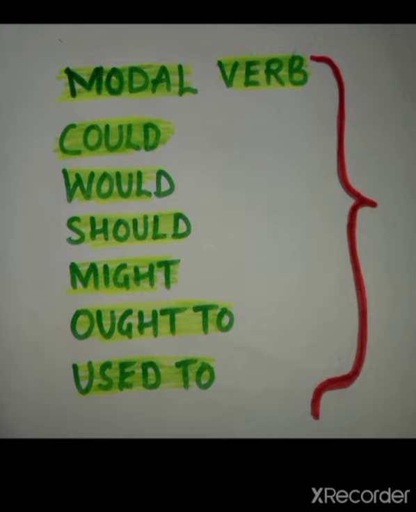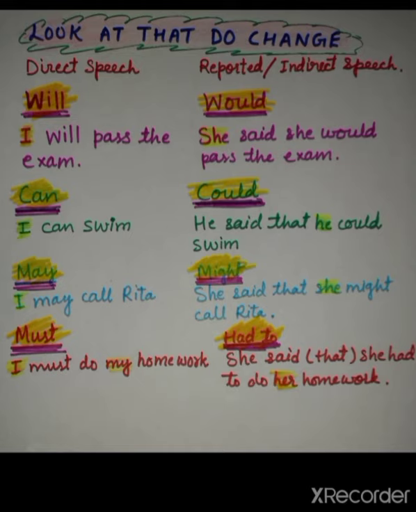Now for modal verbs, could, would, should, might, ought to and used to do not change when they are reported at a later time. So let's look at those that do change. Will converts to would. I will pass the exam becomes she said she would pass the exam. Notice also you need to change the pronouns, okay, when they are required. So here I changes to she.